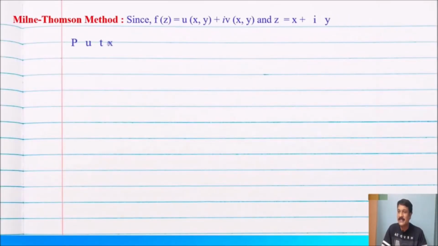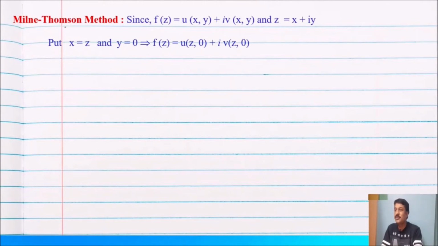Sometimes we have to find the function f(z) in the form of z. Suppose we have a function in the form of x and y, and we want to find it in the form of z. Then use Milne-Thomson's method. What is this method? By this method, you put x equal to z and y equal to 0.